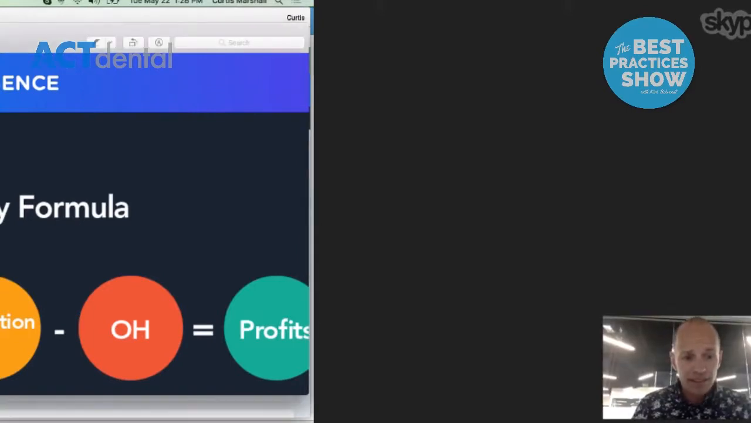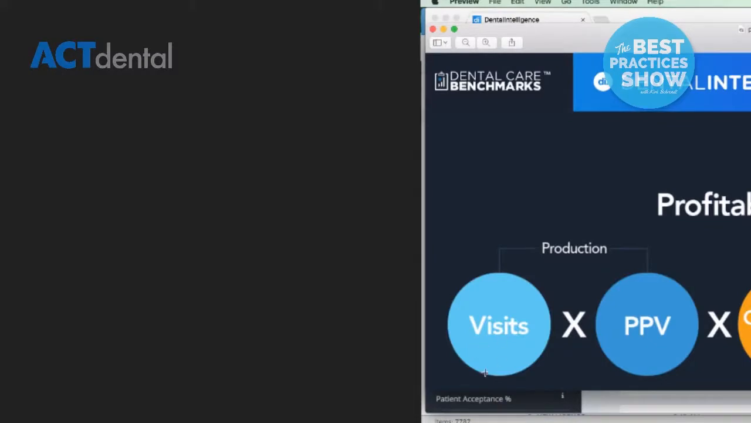It is visits, the amount of people you come in, times the production per visit that you're doing, times the collection percentage. Notice we haven't said production or collections yet. It's the production per visit and the collection percentage. Minus overhead, that's what equals profits. So you either need to decrease overhead, increase collections, or increase visits or production per visit, and you'll get more profits. Right. It's really that.